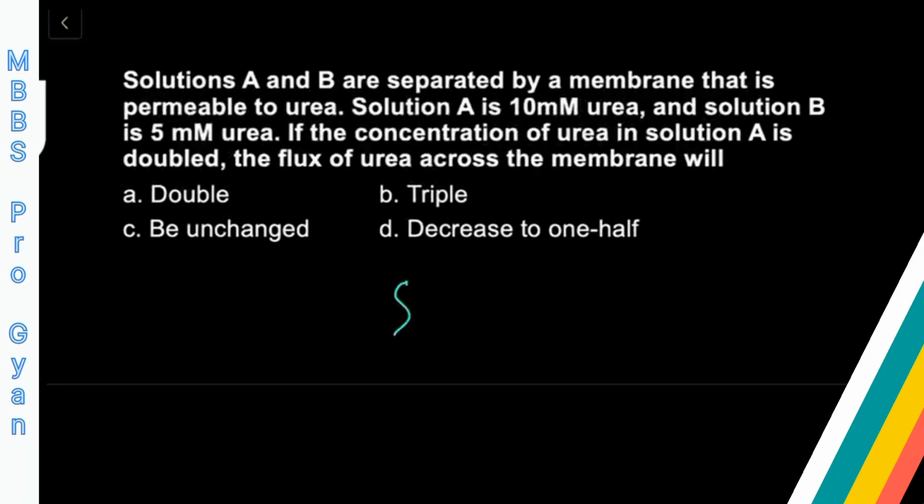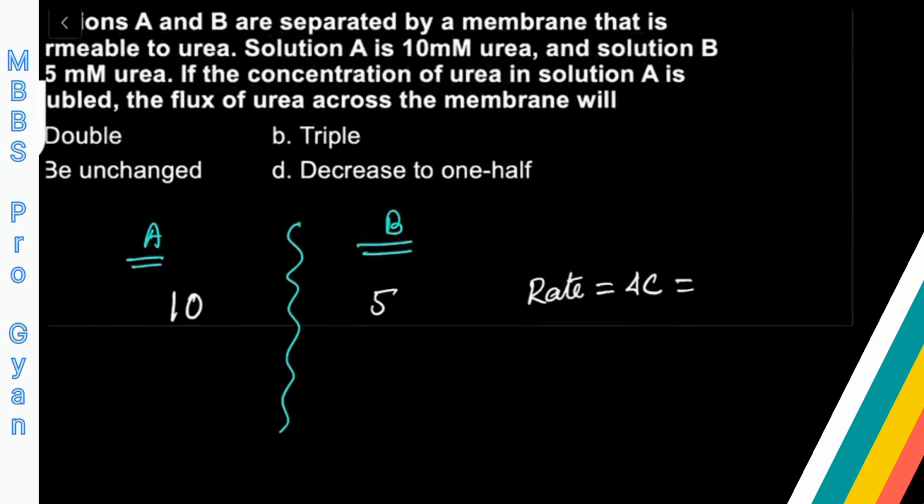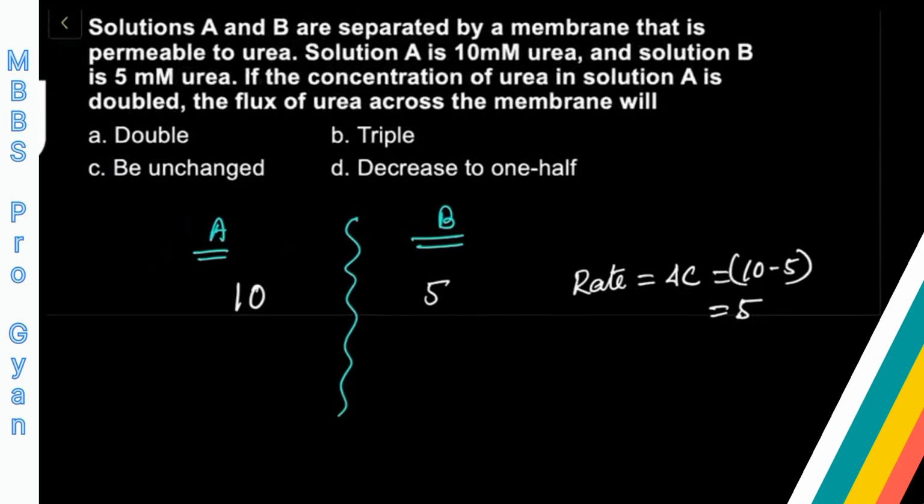Now the last question. Solutions A and B are separated by a membrane. Urea is present, and urea is easily permeable. Solution A contains 10 millimole of urea, and solution B contains 5 millimole of urea. So what will be the rate of diffusion? It depends on delta C, the concentration gradient. The concentration gradient is 10 minus 5, which is 5. So the rate is 5, maybe in millimole per minute or millimole per second, whatever.